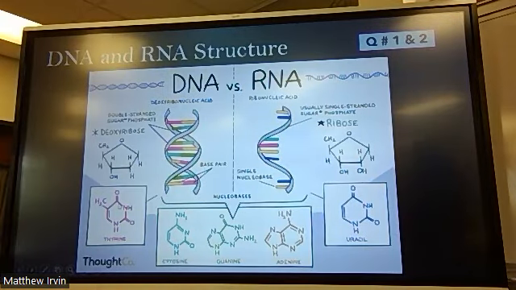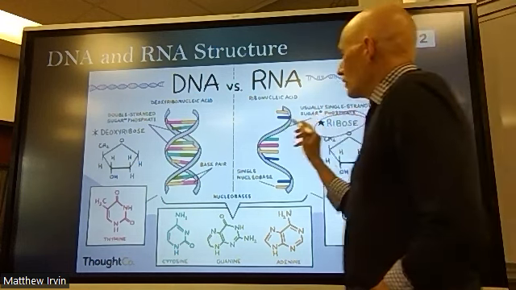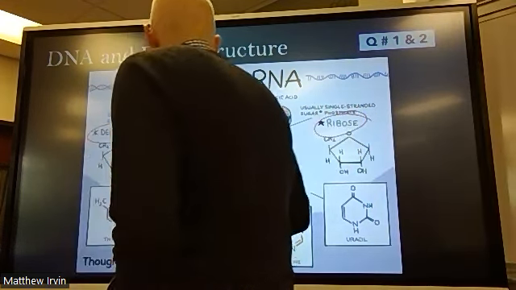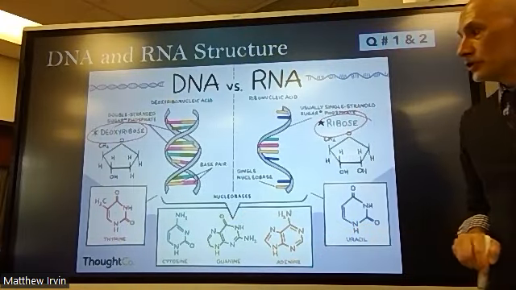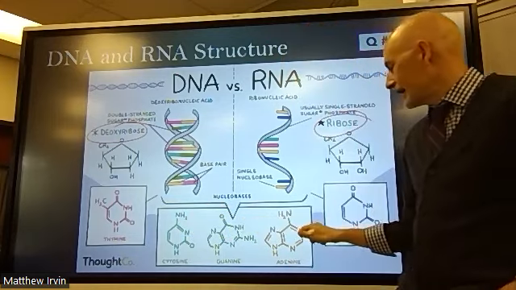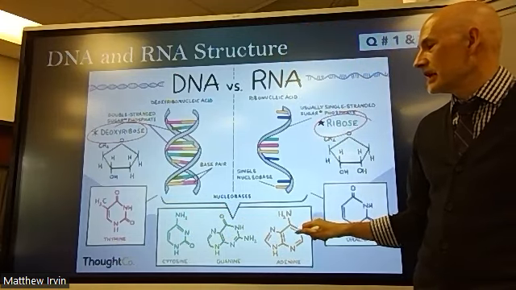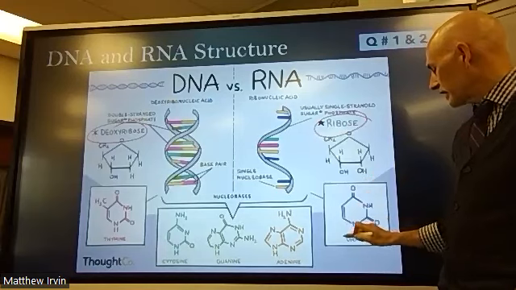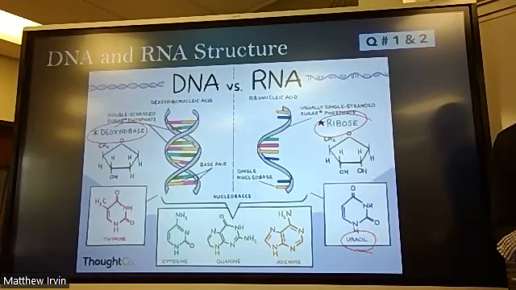So DNA and RNA structure. DNA is double-stranded, RNA is single-stranded. DNA has deoxyribose, RNA has ribose. And then your nucleotides are thymine, cytosine, guanine, adenine for DNA. But for RNA, we're going to have uracil instead of thymine.